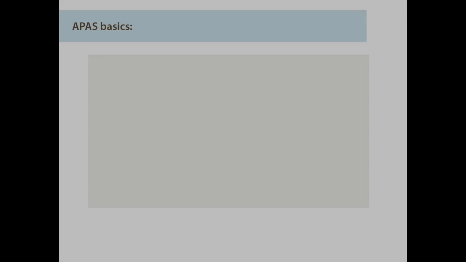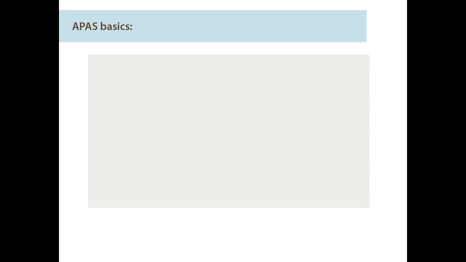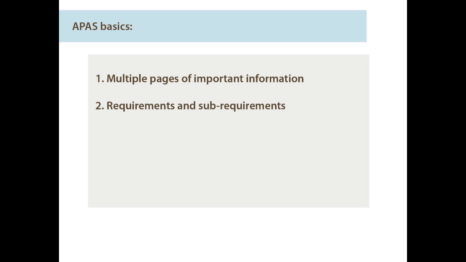There are some basics to know. Your APAS report has multiple pages and all of the information is important. The APAS uses requirements and sub-requirements to tell you what you need to take. A requirement is satisfied when you fulfill its sub-requirements. Sub-requirements are complete when you have enough credits or courses to meet them.